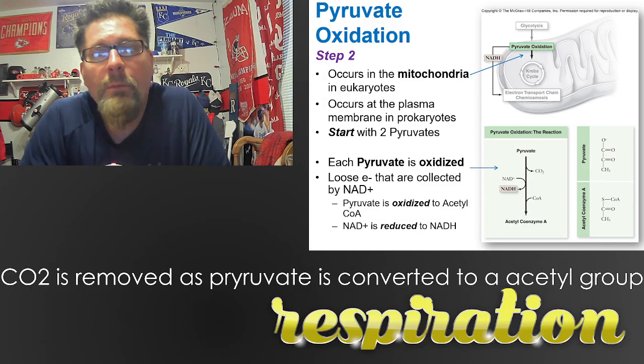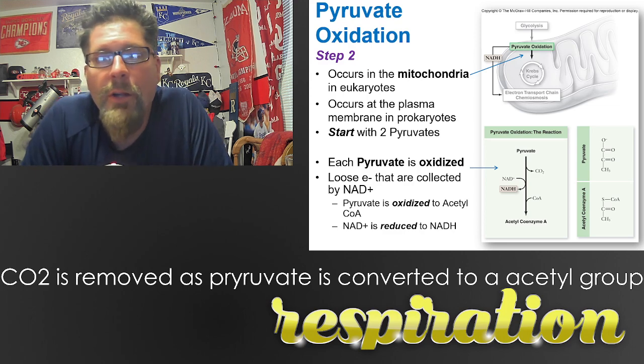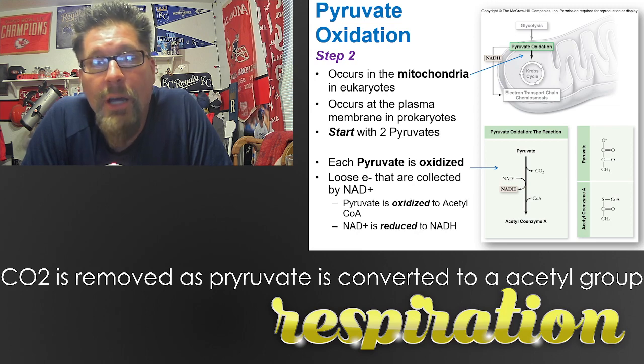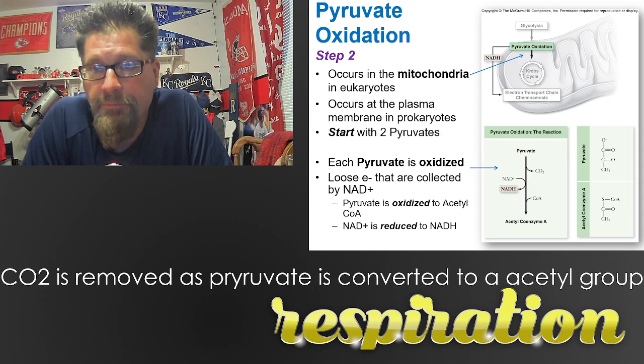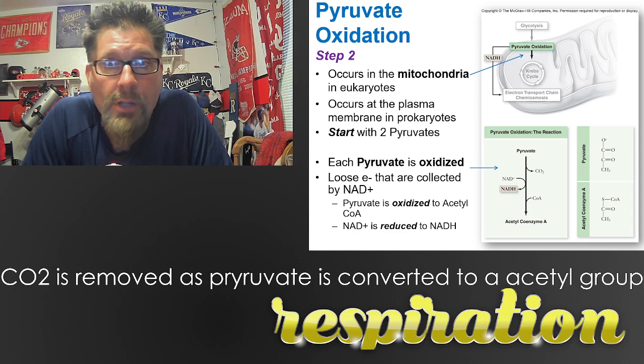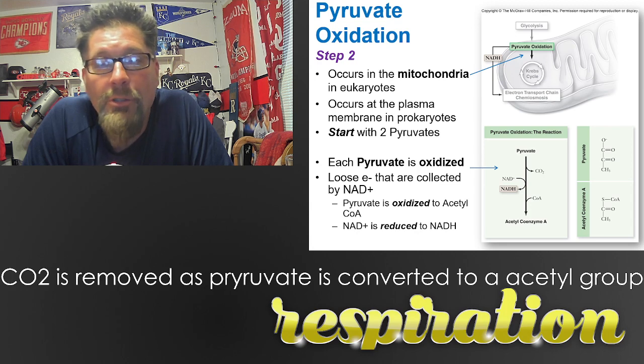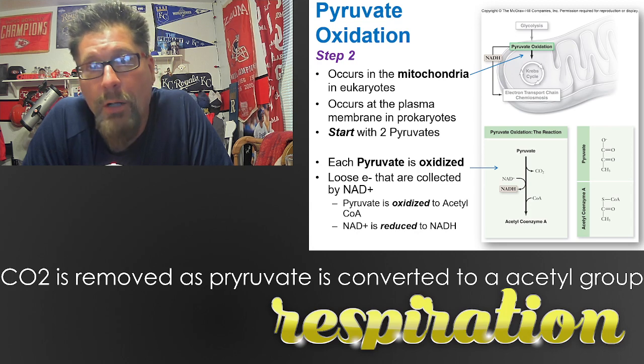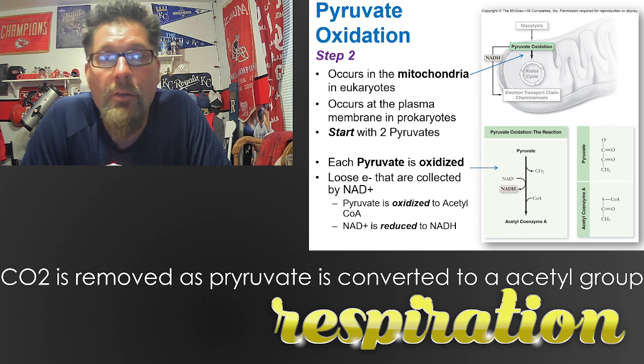Now, when we're talking pyruvate oxidation, the main thing you want to think about is the fact that it's a conversion stage. It's a pretty short step. I mean, it is a step, but it's by far the shortest of the four or five. And really, it's taking the final product from glycolysis and converting it into the starting material for the Krebs cycle.